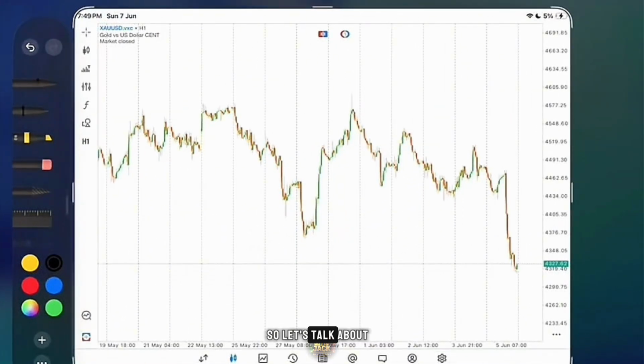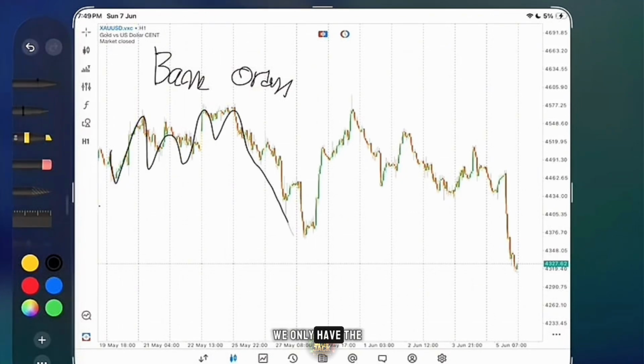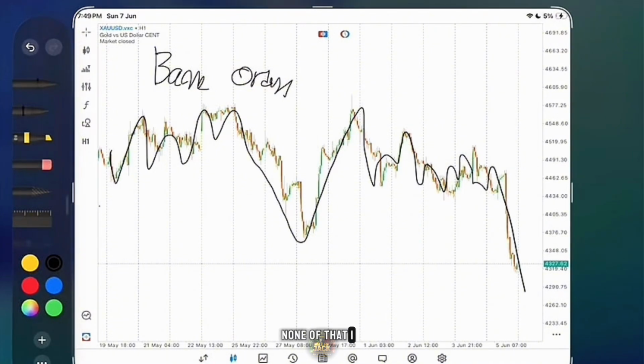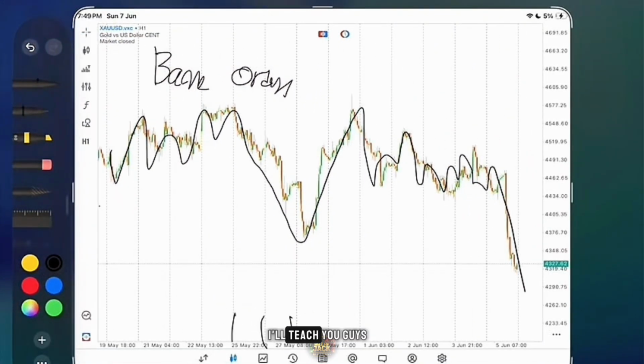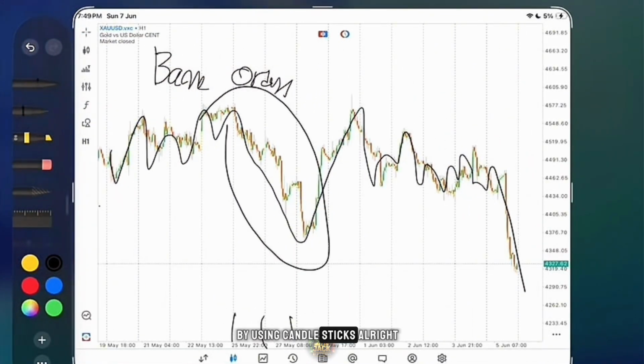So, let's talk about bank orders. How do we identify the bank orders? Since we, as retail traders, only have the candlesticks to look at and to trade, we don't have any more tools, fancy indicators, none of that. I don't use any indicators, besides this period separator thingy. I'll teach you guys how to identify this by using candlesticks.